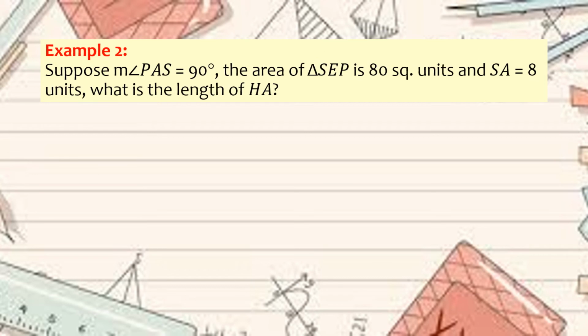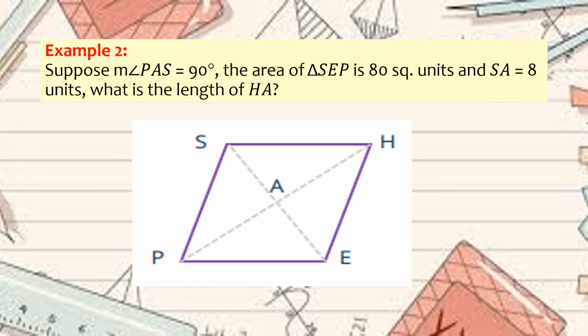Let us proceed to our second example. Suppose angle PAS is equal to 90 degrees. The area of triangle SEP is 80 square units and SA is equal to 8 units. What is the length of HA? Let us analyze the given figure. We have here a 90-degree angle. Also, we are dealing with triangle SEP.